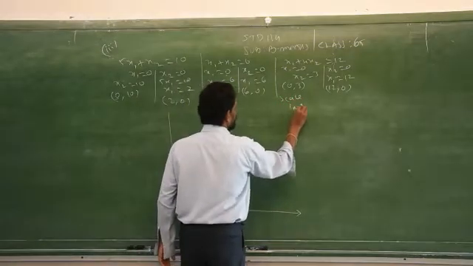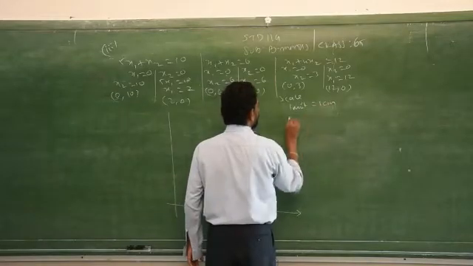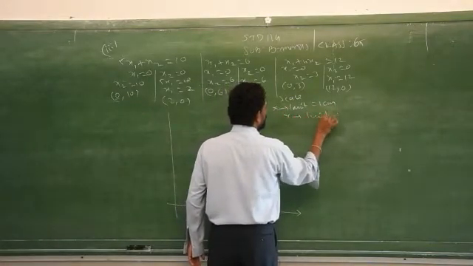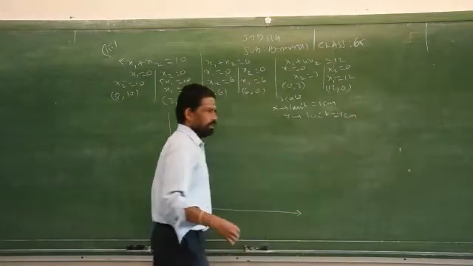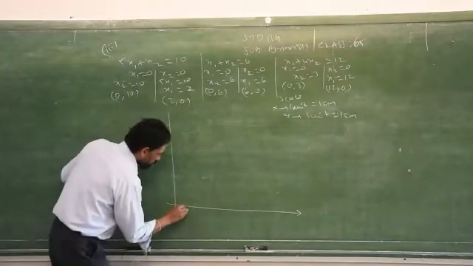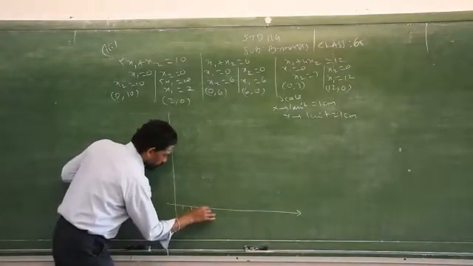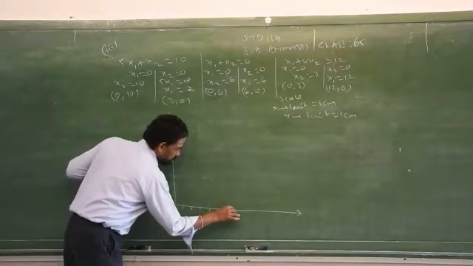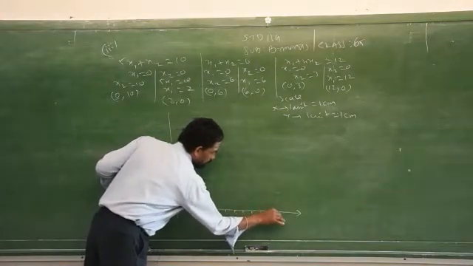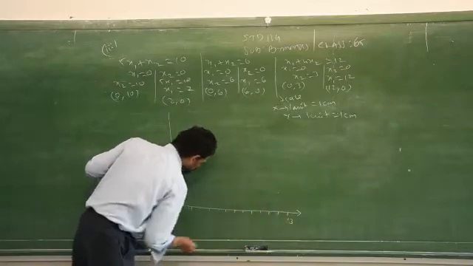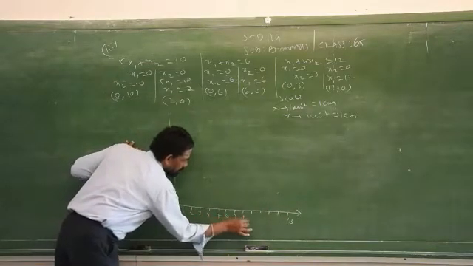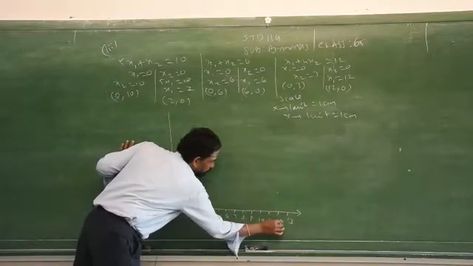1 unit is equal to 1 centimeter on the x-axis, and on the y-axis 1 unit is equal to 1 centimeter. Depending on the question, you have to write the scale. Now I have to take a maximum of 12. So 1, 2, 3, 4, 5, 6, 7, 8, 9, 10, 11, 12. Clear?